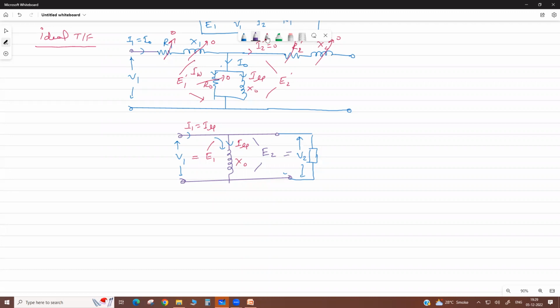Then if you assume this is your load current, it depends on the power factor, cos phi 2. Then I2 is there, referred to the primary side. So this is your load current. In this case, at load, it is I1, not I mu. But at no load, your ideal transformer is this much only. So this I1 is only equal to I mu.